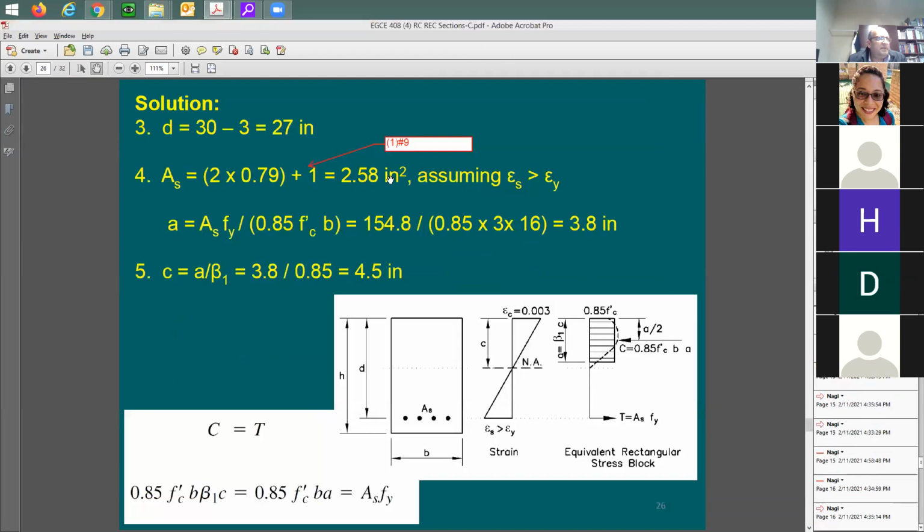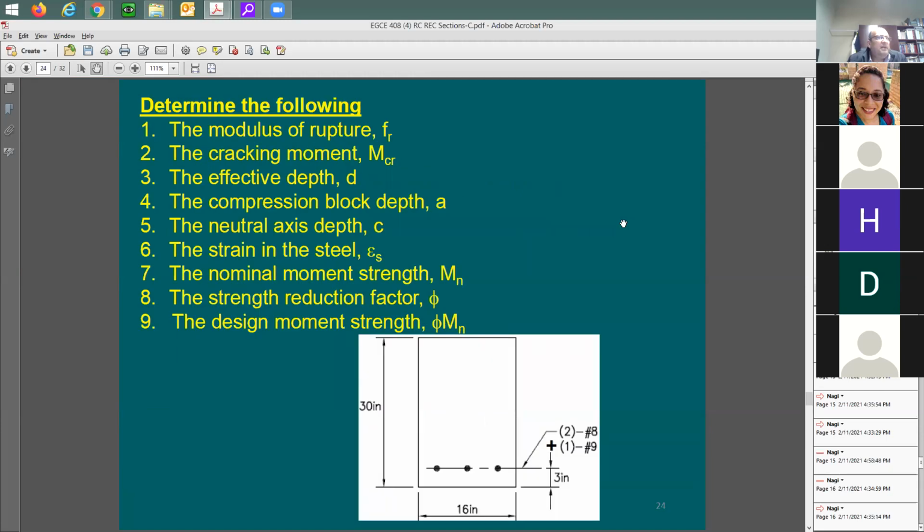This explains this AS. How do you come up with this 2.58? Let me go back here. Now I know AS is going to be 2.58. It is not going to be like in the previous example. Let me see what is needed. It says here determine the modulus of rupture. This is going to be 7.5 square root of F prime C. This is not a design value, right? Just for performance. Determine the cracking moment.